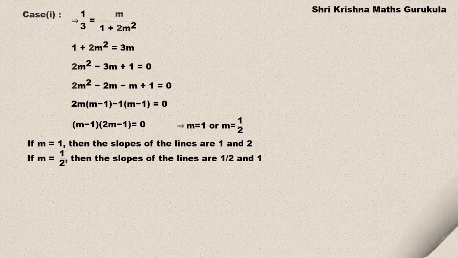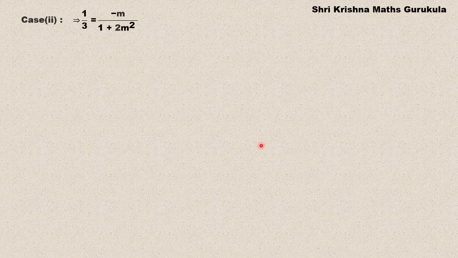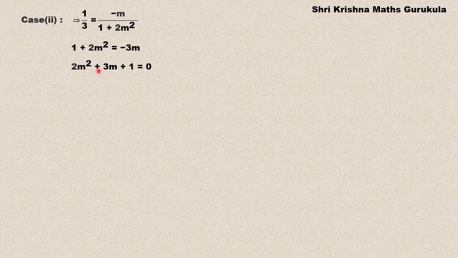Now we will check case 2. In case 2, we will be considering the negative sign. So 1 by 3 is equal to minus m divided by 1 plus 2m square. Cross multiply and we get 1 plus 2m square is equal to minus 3m. Then move this minus 3m to LHS. What we get is 2m square plus 3m plus 1 is equal to 0.